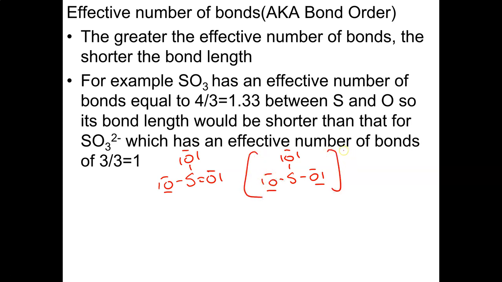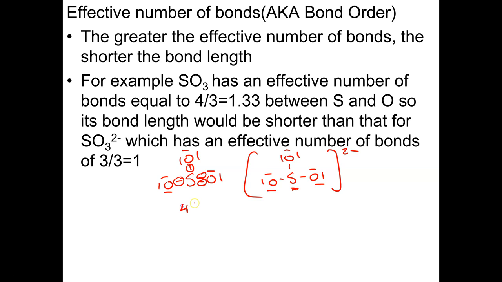Brackets, negative 2 charge, and here's your lone pair. All right, so this is the way this works. You count the number of connections around the middle, ignoring the lone pairs. Lone pairs don't count. So we have 1, 2, 3, 4. Just count the number of lines, basically. That's all you got to do.